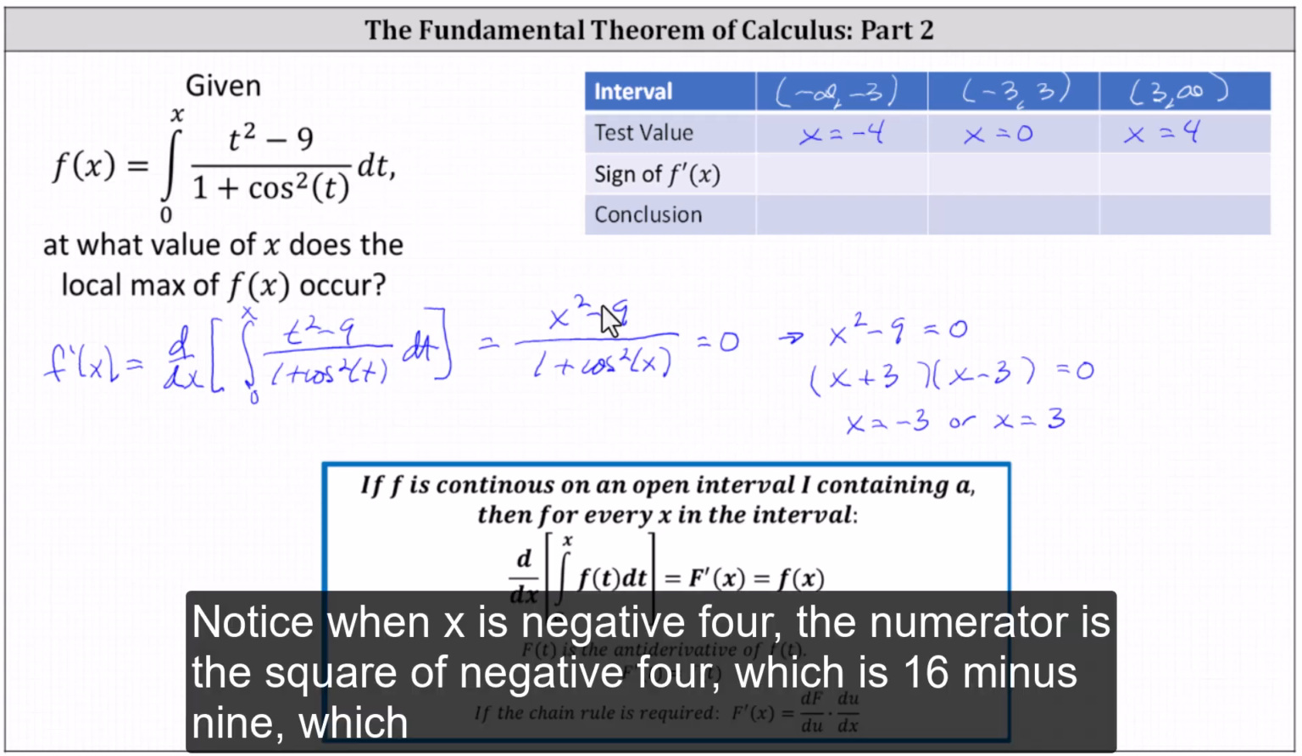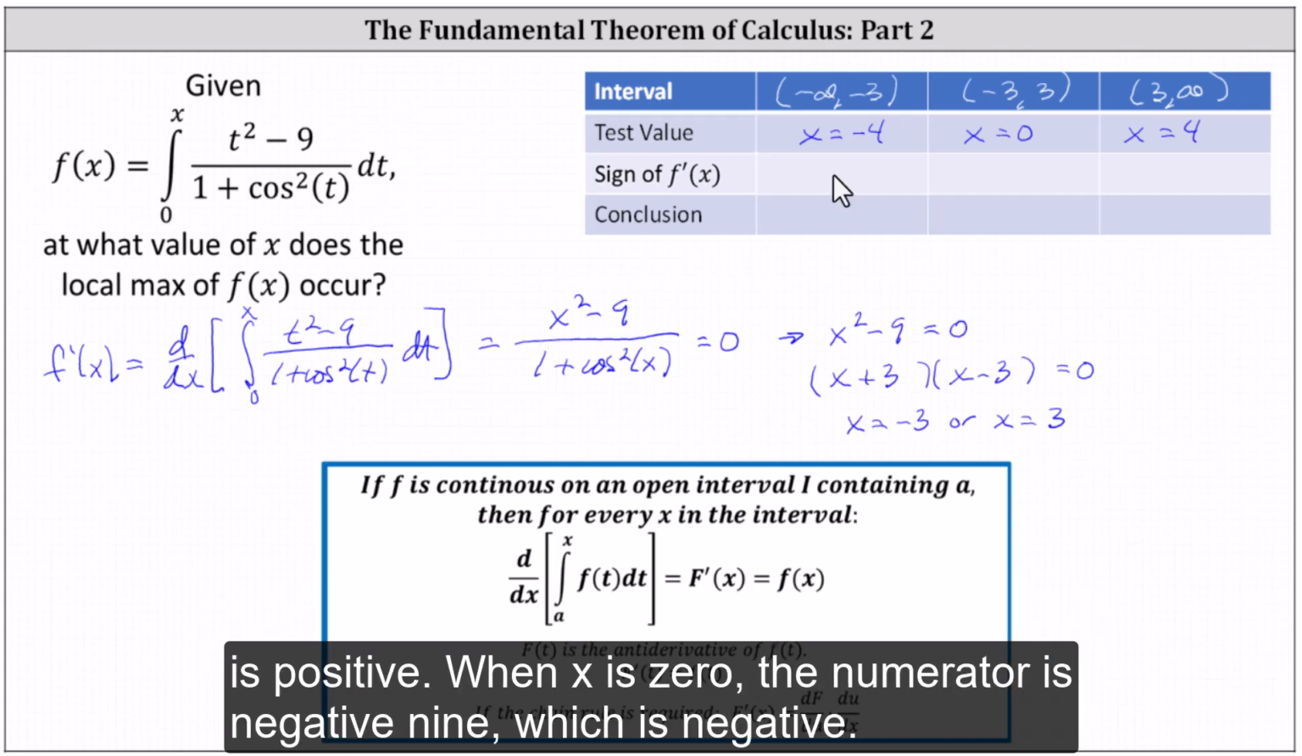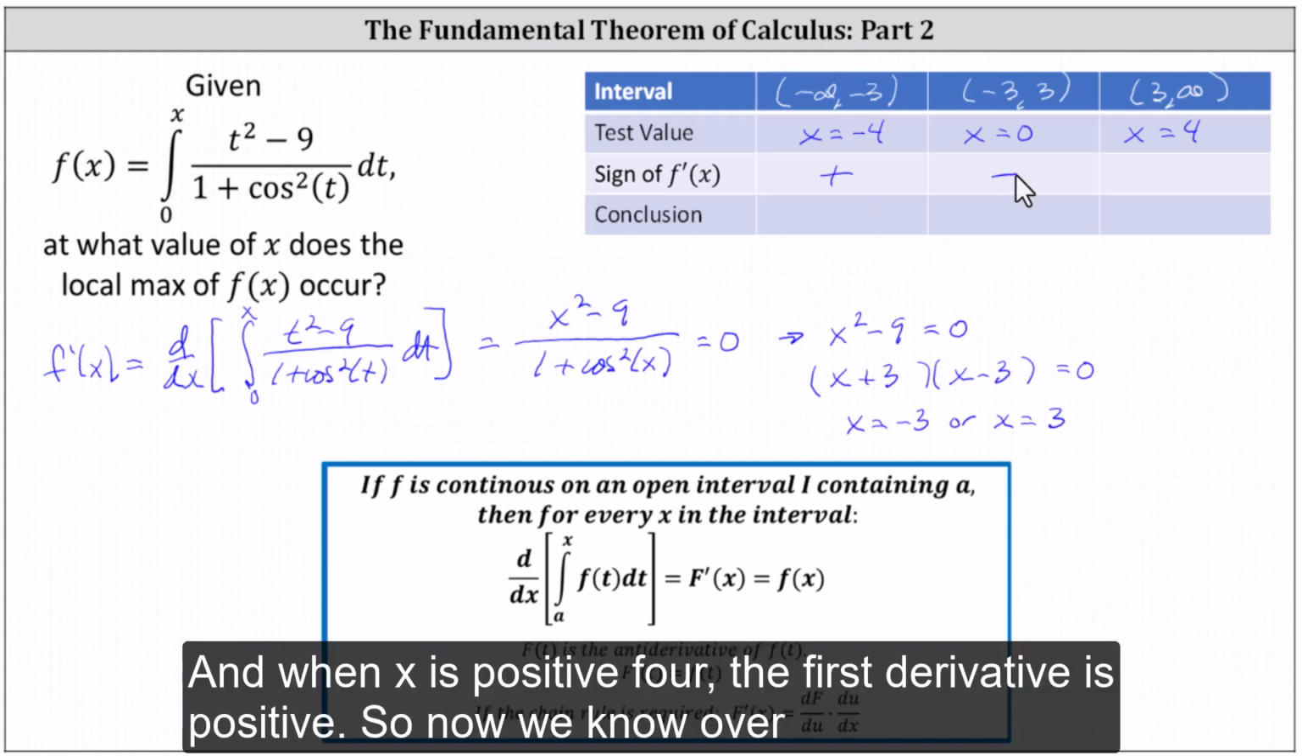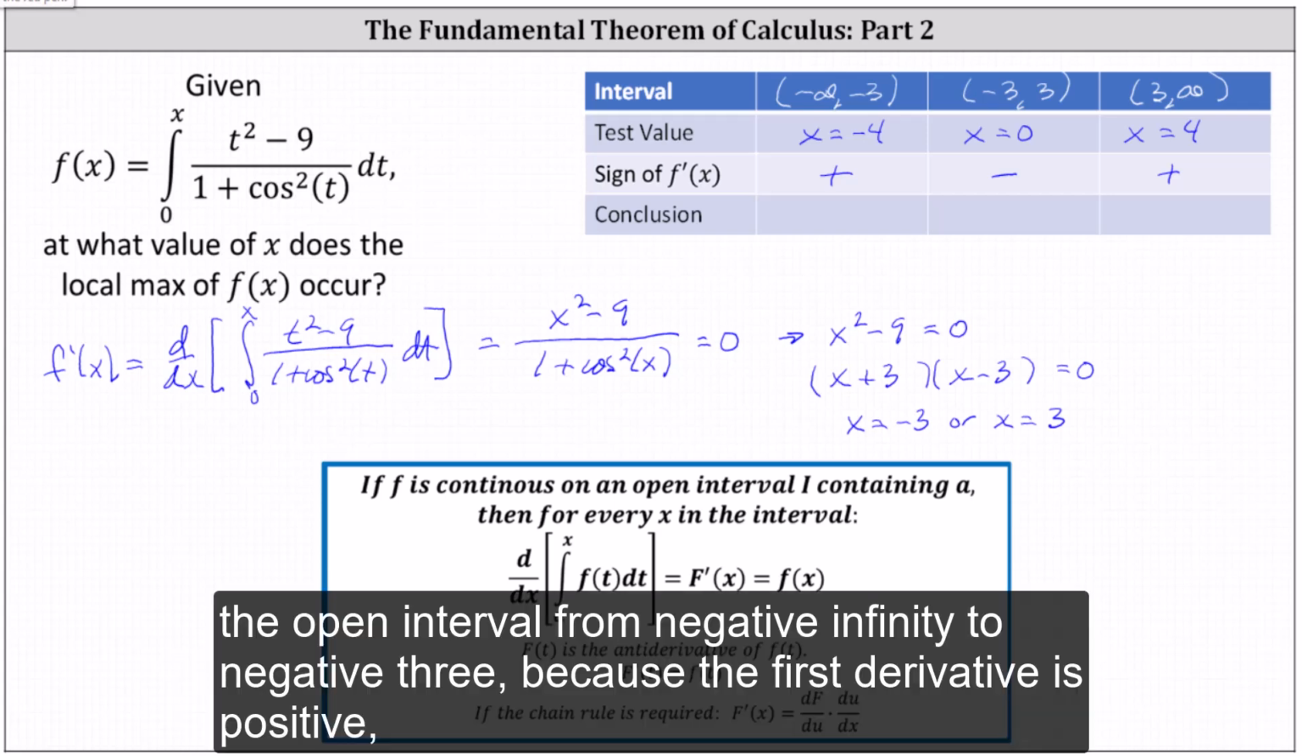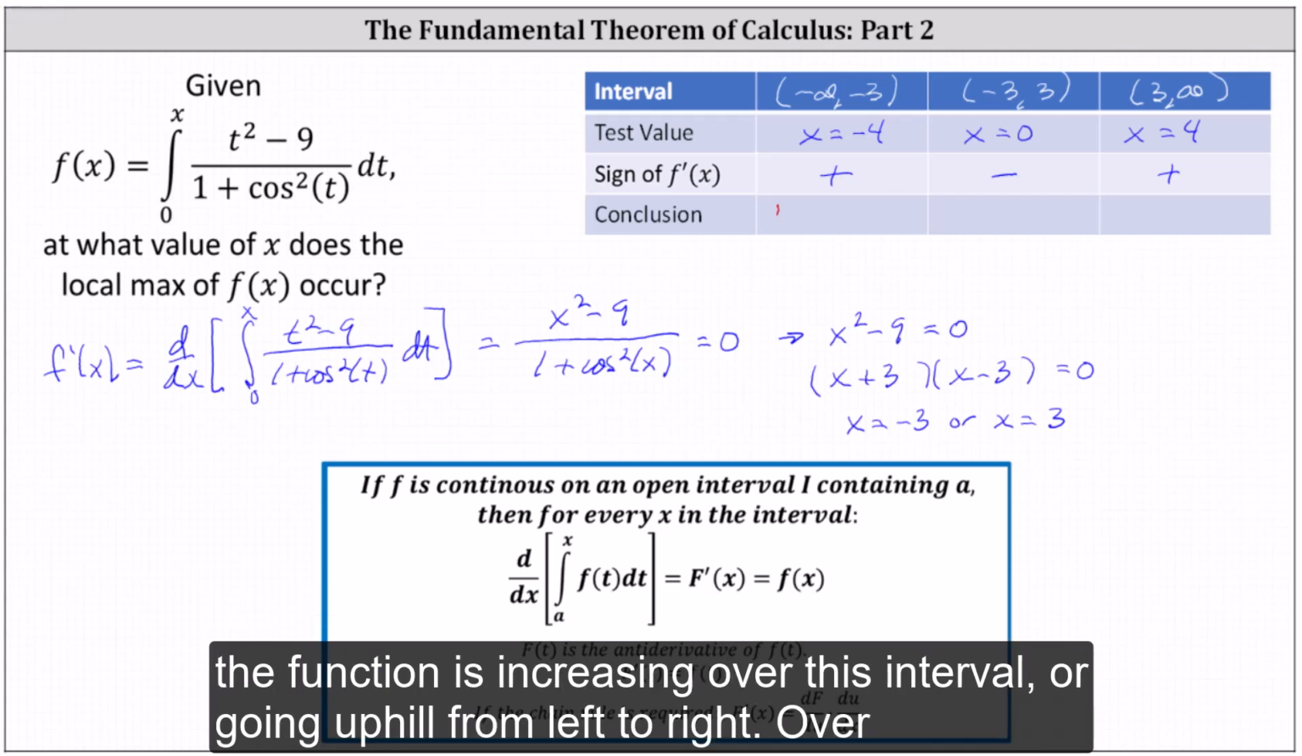Notice when x is negative 4, the numerator is the square of negative 4, which is 16, minus 9, which is positive. When x is 0, the numerator is negative 9, which is negative. And when x is positive 4, the first derivative is positive. So now we know over the open interval from negative infinity to negative 3, because the first derivative is positive, the function is increasing over this interval, or going uphill from left to right.